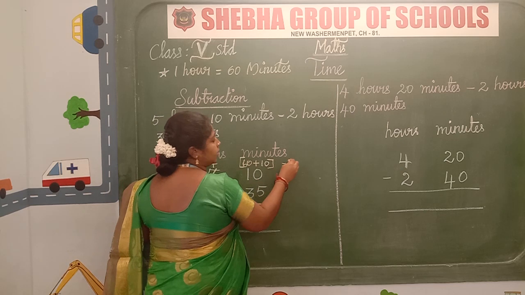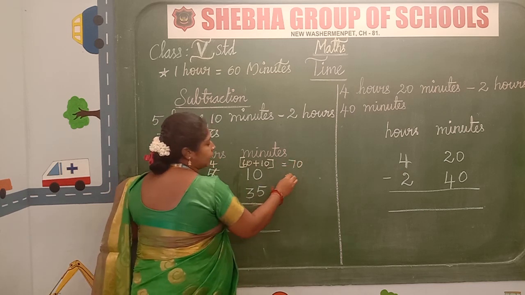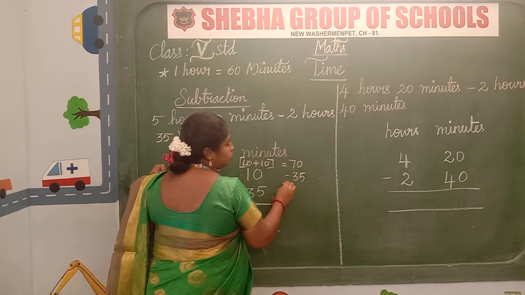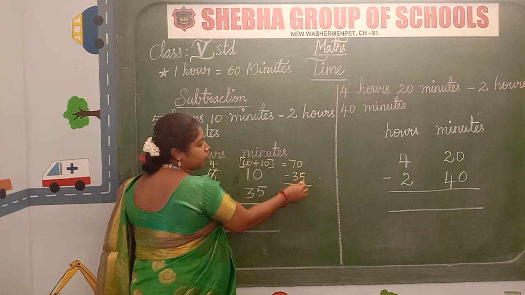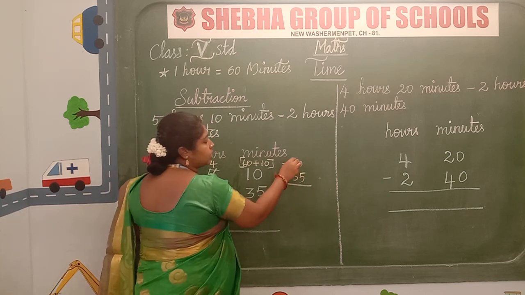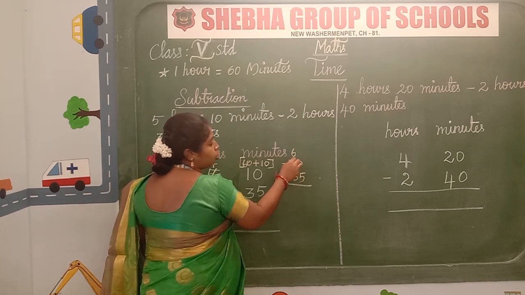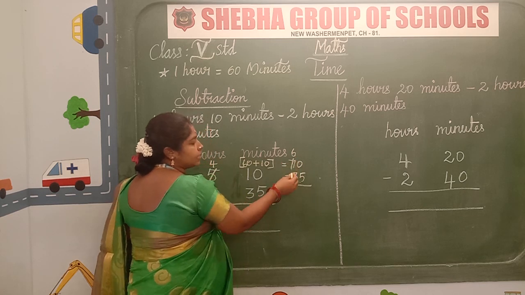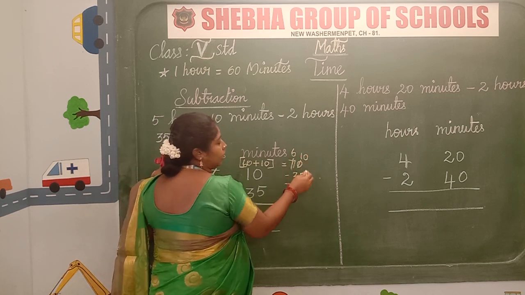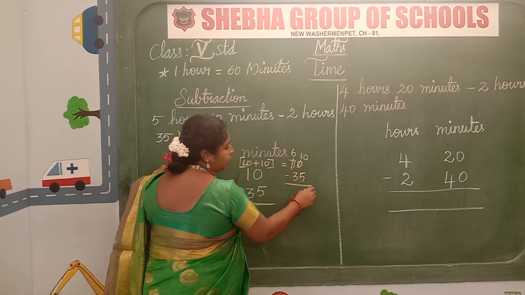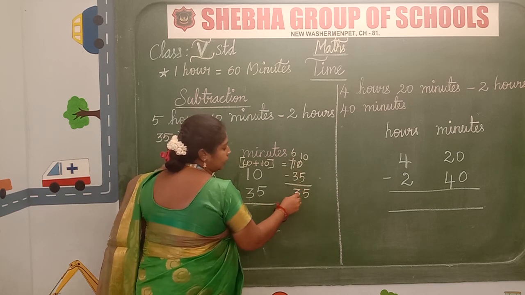60 plus 10, 70 minus 35. Now do the subtraction, children. 0 minus 5 is not possible. Borrow it from the 7. It becomes 6. And here it becomes 10. 10 minus 5, 5. 6 minus 3, 3.